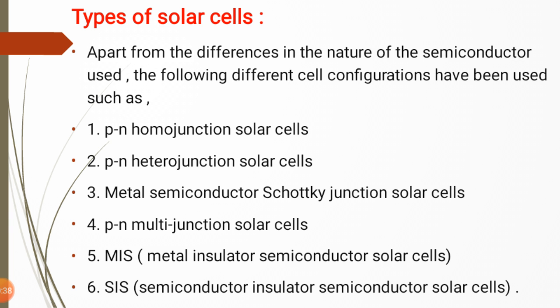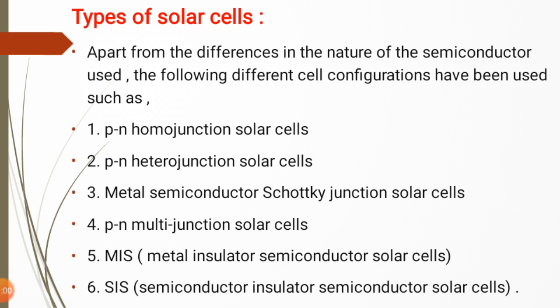We studied in our previous videos how a solar cell works, but how is it constructed? Depending on the material used in the construction of the solar cell, there are different types, and also depending on the junction formation, solar cells are classified into different types. So let's see the types of solar cells.